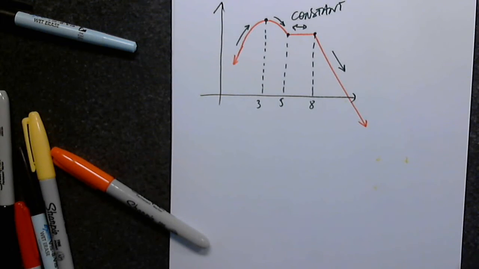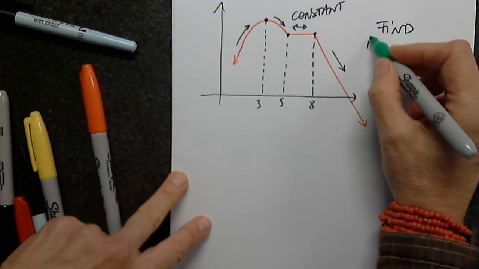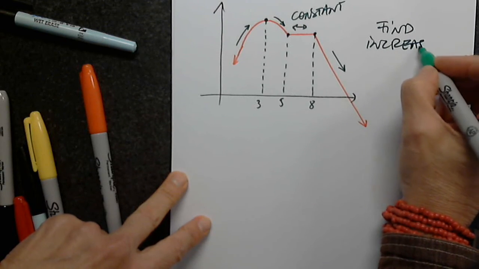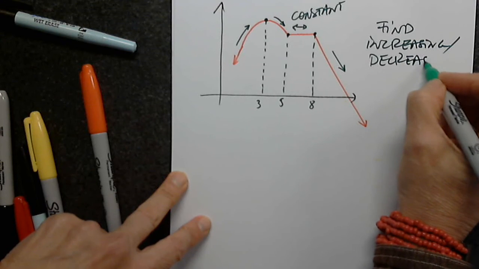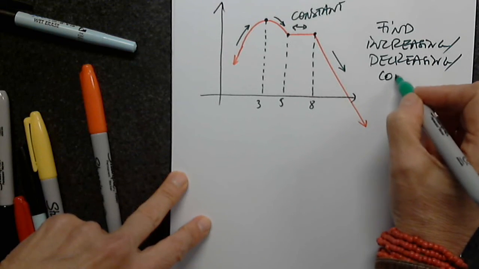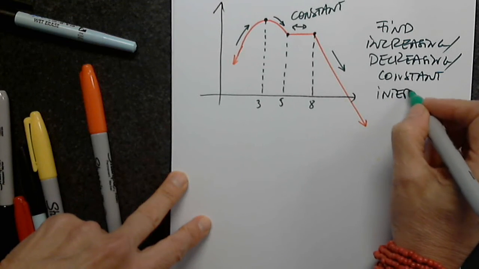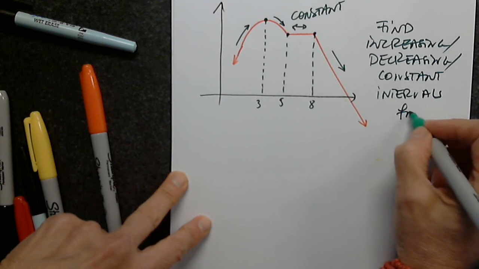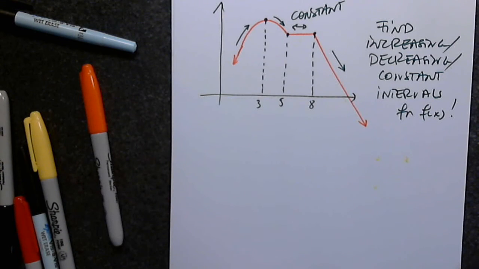So what could be the question here? Find increasing / decreasing / constant intervals for f of x. So find increasing, decreasing, or constant intervals for this function.